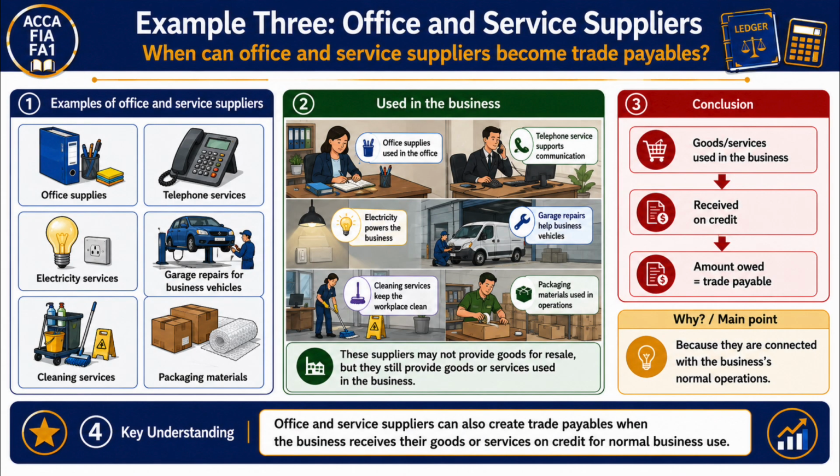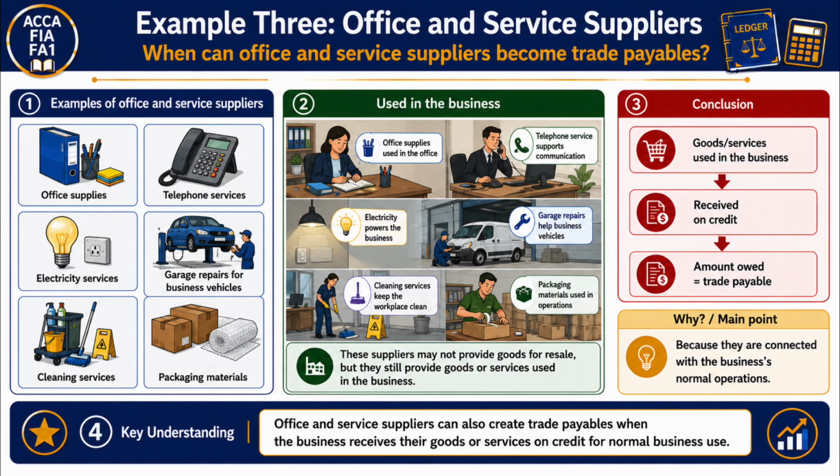Example 3. Office and service suppliers. Trade payables may also include suppliers of other goods and services used by the business. For example, office supplies, telephone services, electricity services, garage repairs for business vehicles, cleaning services, packaging materials. These suppliers may not provide goods for resale, but they still provide goods or services used in the business. If the business receives these goods or services on credit, the amount owed can be recorded as a trade payable.